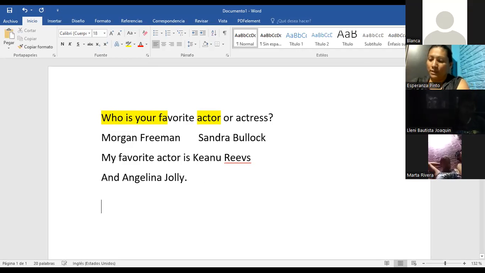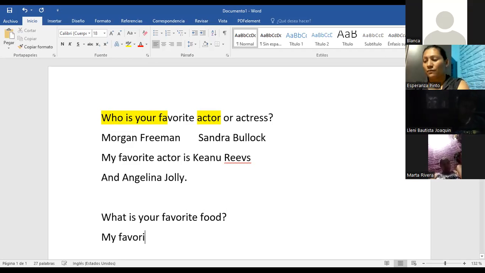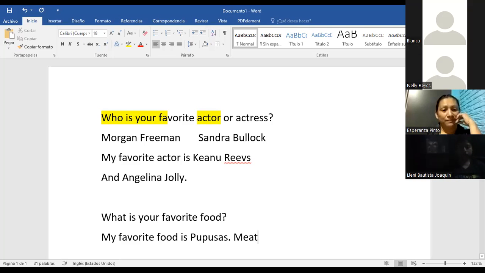You can also use what is your favorite food? What's your favorite food? My favorite food is pupusas, right? Or what else? My favorite food is carne, right? Fish.